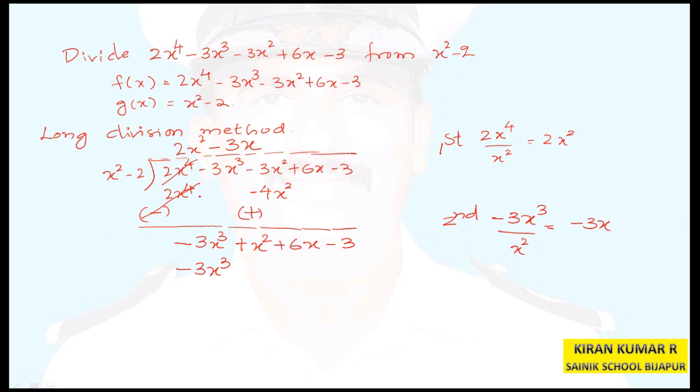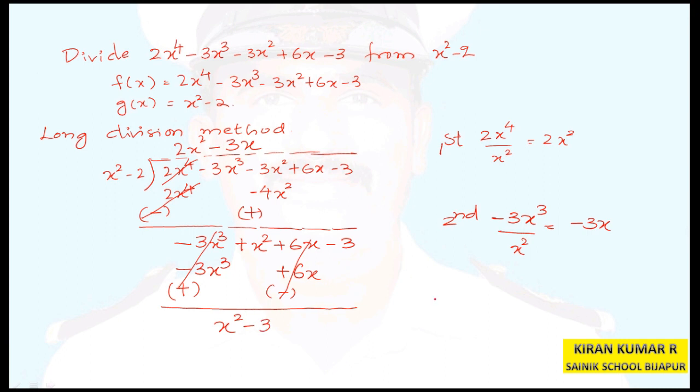Where shall I write? Should I write it below x square? No, I have to write it here. So it is positive 6x. Once again, I am changing the sign and adding them. By adding, we get these two terms getting cancelled. Then having square, these two terms also get cancelled. Minus 3.